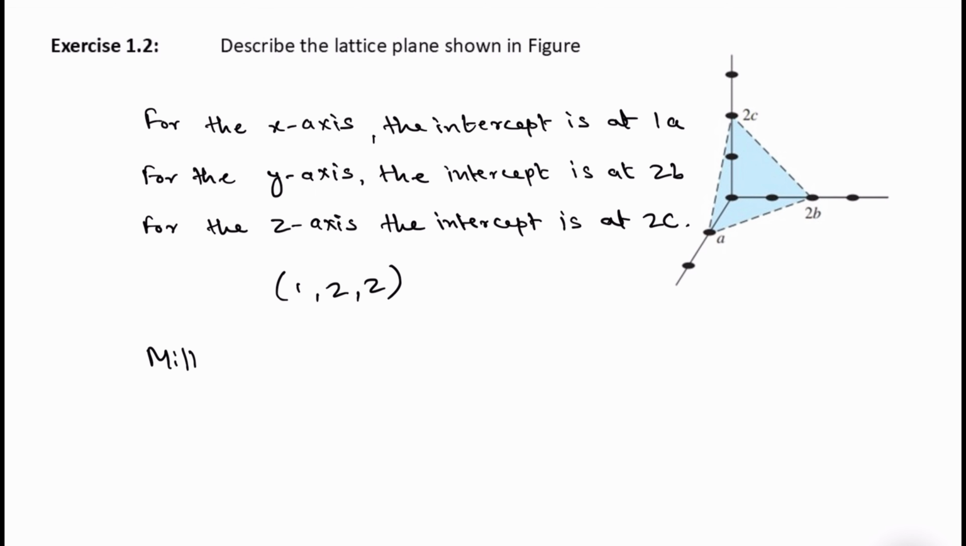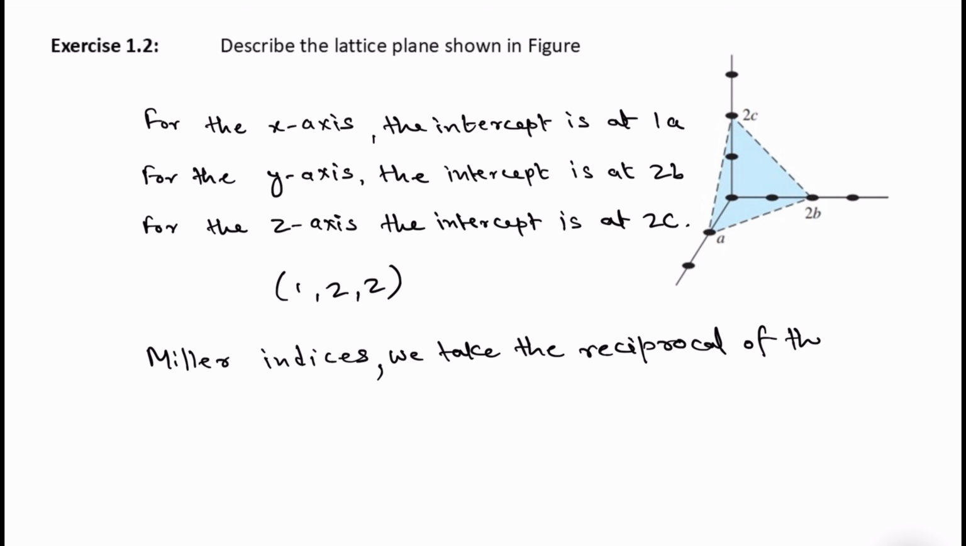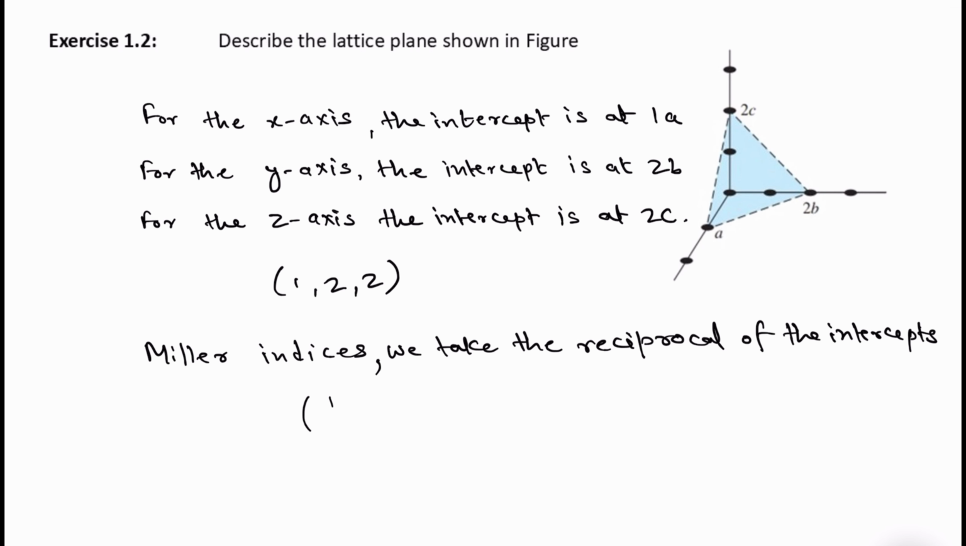Now, to find the Miller indices, we take the reciprocal of the intercepts, that is 1 by 1, 1 by 2, 1 by 2. This simplifies to 1, 1 by 2, 1 by 2.